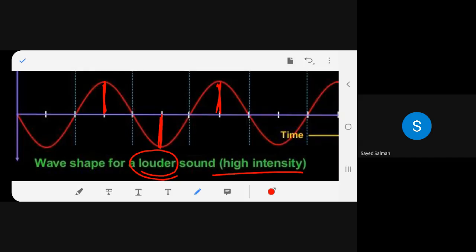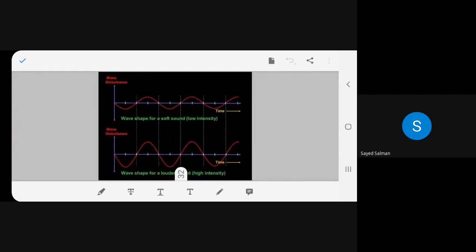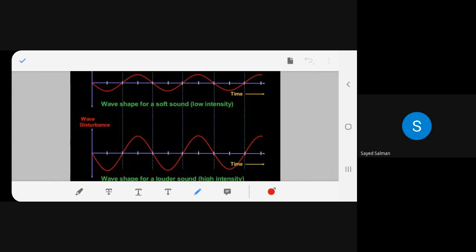Boys, you got the difference between the louder sound and the softer sound? Yes? Now just club both of them. Can you see this? I'm clubbing both of them. This is low intensity because the amplitude is small. This is high intensity because the amplitude is big. Can you see this difference, beta? Just compare. Understood all of you? Yes, ma'am. Okay.